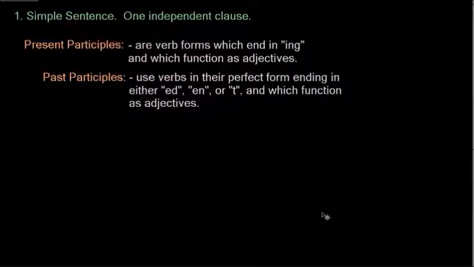Present participles and past participles function in the same way, and I think maybe we can come up with a sentence here that will demonstrate both. Present participles are verb forms which end in ing and which function as adjectives. Past participles use verbs in their perfect form, ending in either ed, en, or t, and which function as adjectives.